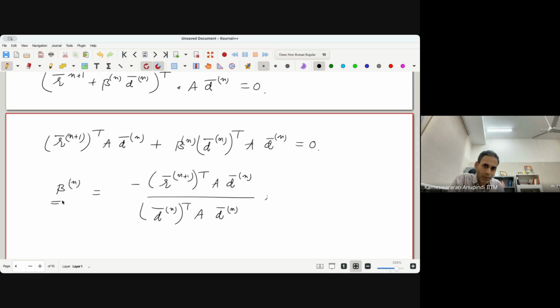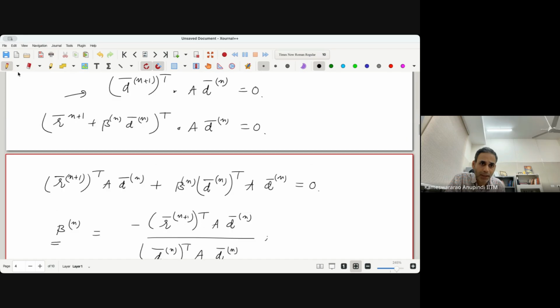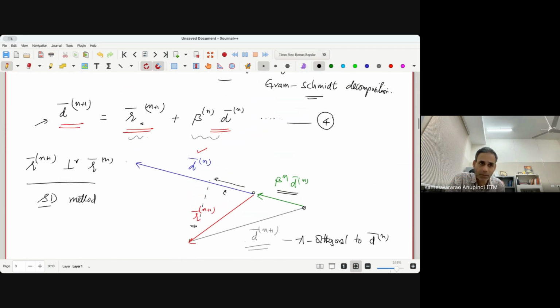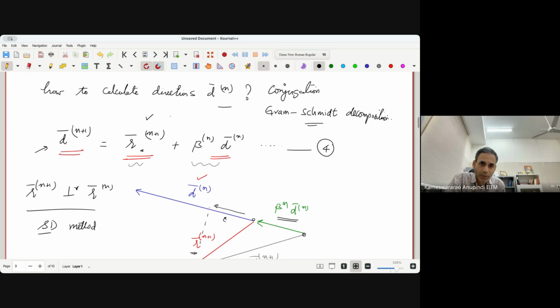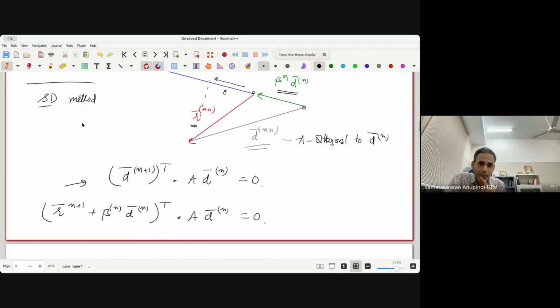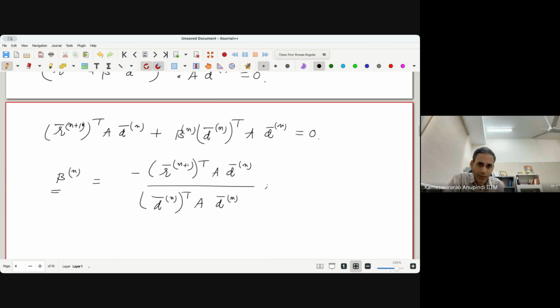So if I can calculate beta n from the new residual, that is R bar n plus 1, right? From R bar n plus 1 and from d n, which is the previous direction, then I can calculate beta n. So once I calculate beta n, I can calculate my new direction. Because R bar n plus 1 is known, beta n is known, the previous direction is known, I can calculate d bar n plus 1. Okay, so that is the new direction which we can calculate.